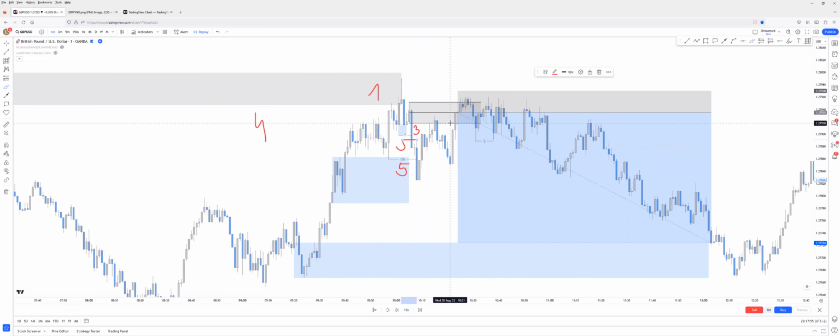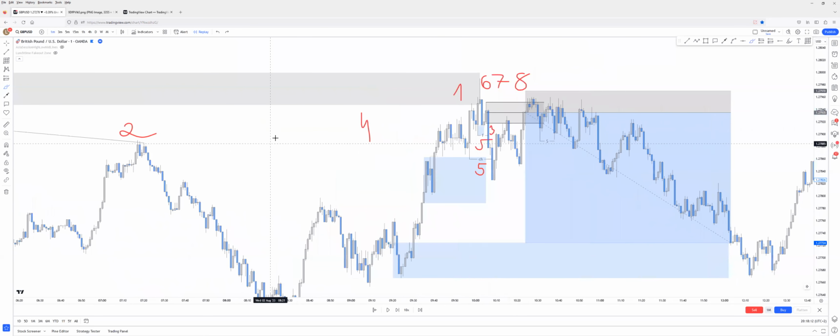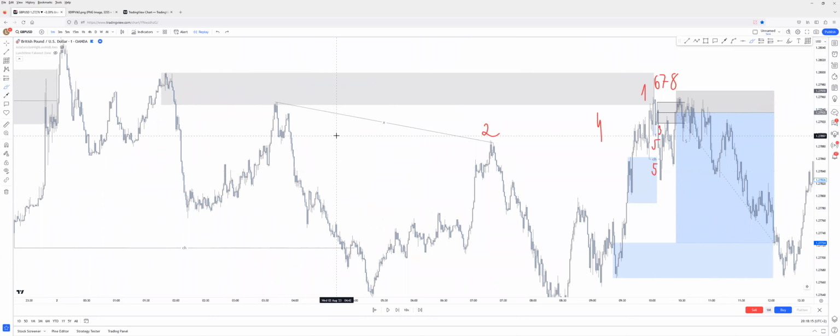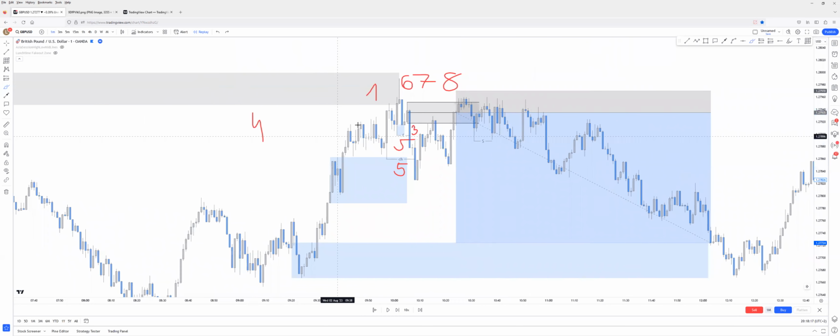The sixth criteria was the 50% mitigation of the higher time frame zone. The seventh criteria was a perfect V-shaped rejection. The eighth criteria was a strong pro corrective pullback. Just look how much stronger these short movements are than the long movements. Long movements are really corrective. Short movements are really impulsive all the way down.